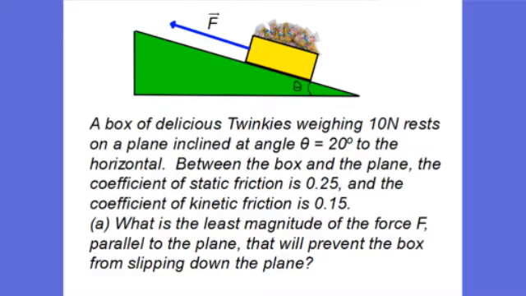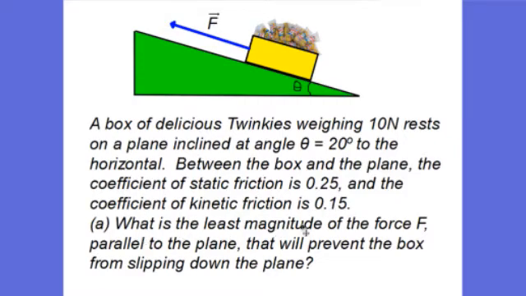Let's take a look at an example. We have an inclined plane with a box filled with delicious Twinkies weighing 10 newtons, and the angle of the incline is 20 degrees. The coefficient of static friction between the box and the ramp is 0.25, and for kinetic friction it is 0.15. So let's answer this question.